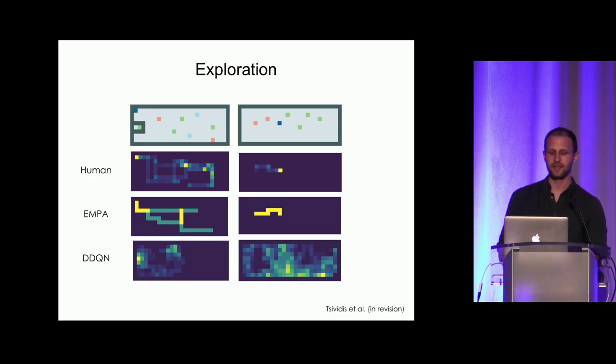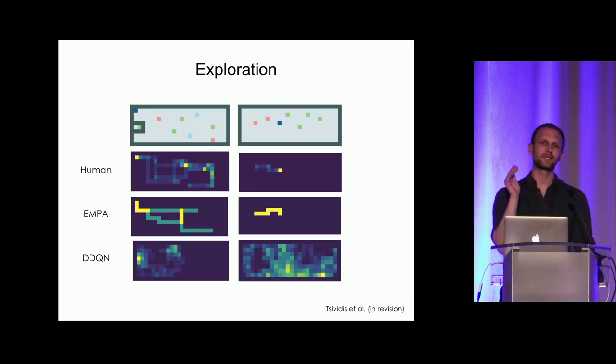And you can compare that to DDQN, which is really kind of doing almost like a random walk, and that's because it doesn't have any representation of objects. There's no means by which the DDQN can pick out an object and say, I want to explore that object.